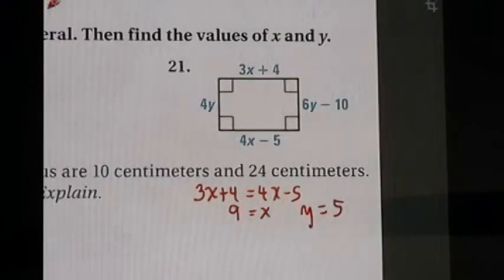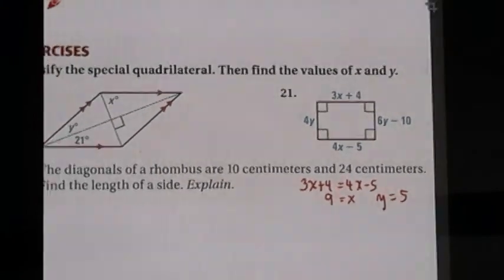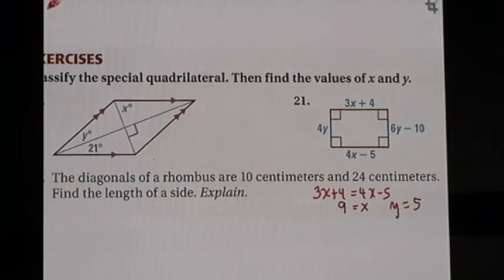Okay, then it says, the diagonals of a rhombus are 10 centimeters and 24 centimeters. Find the length of a side. Explain. Well, it might be helpful to draw a picture. I guess you don't have to draw a picture. But if you get it wrong and you didn't draw a picture, I'll be saying, why didn't you draw a picture? Okay, remember that that's going to give you a right angle there.